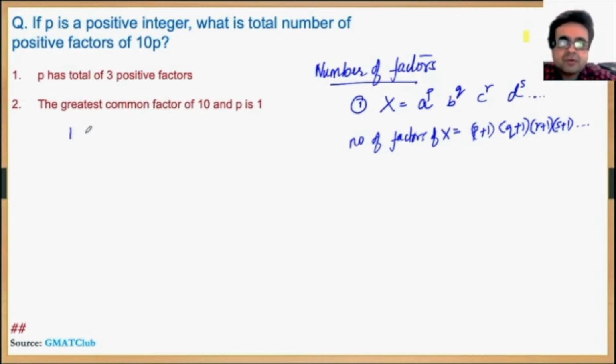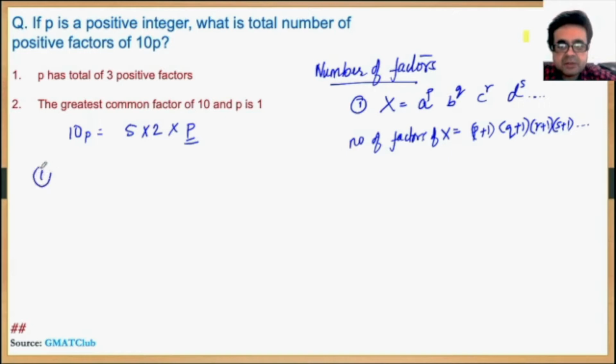Here we have to find the number of factors of 10p, which I can also write as 5 multiplied by 2 multiplied by p. However, we don't know what p is. So p could have prime factors which are 5 and 2. That means that when you do actual prime factorization of 10p, you may end up getting different powers for 5 and 2. Or it could be a number that does not have 5 and 2 as prime numbers, or a combination of these scenarios. So it is not straightforward to apply the number of factors formula to get to an answer here. All right, so we are definitely missing some data, and let's see if any of these statements is actually providing us that data.